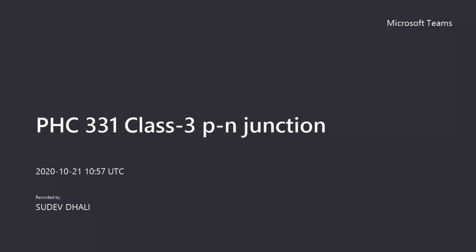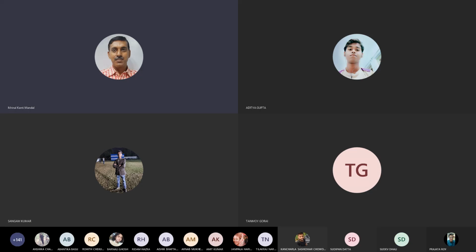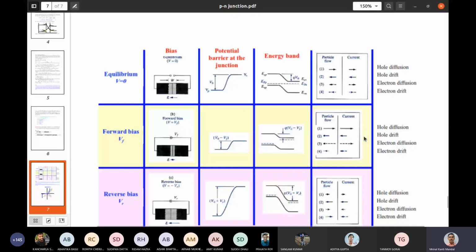In this condition, what is happening? The diffusion current increases. You see, the electron and hole diffusion current increases, right? And as a result, the drift current remains as it is. There is no remarkable effect on drift current, but diffusion current increases.